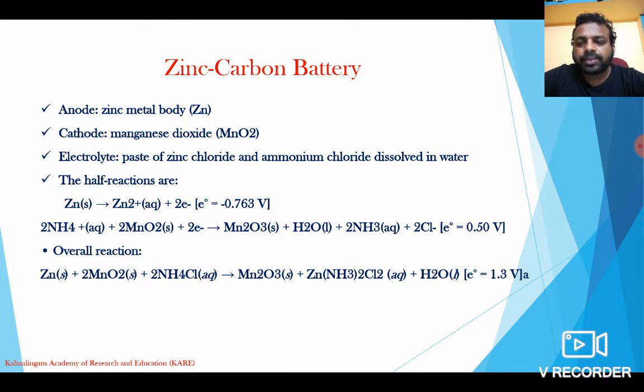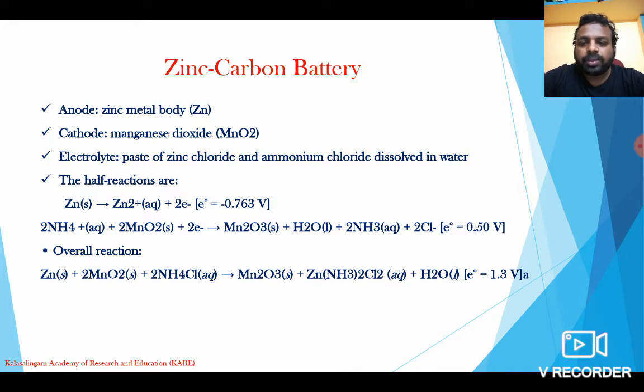So during the reaction, the zinc is converted into zinc oxide, and in the bottom, here we are using ammonium chloride as an electrolyte. At the end, the products we have created are manganese trioxide and zinc ammonia chloride and H2O liquid. So these are the products we can get at the end of the discharge of the zinc carbon battery.